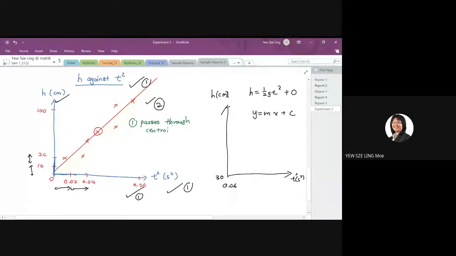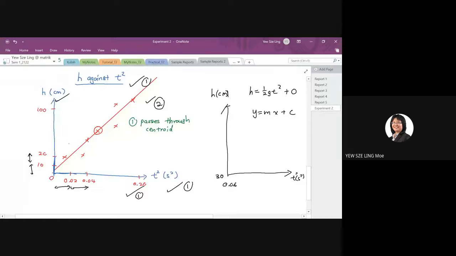That's why the centroid plays a very, very important role in your graph. Without the centroid, there's no best fit line in your graph. If you forgot to plot the centroid, straight away 2 marks gone: the mark for the centroid and the mark for the best fit line. So the centroid is very important, and the best fit line must pass through it.